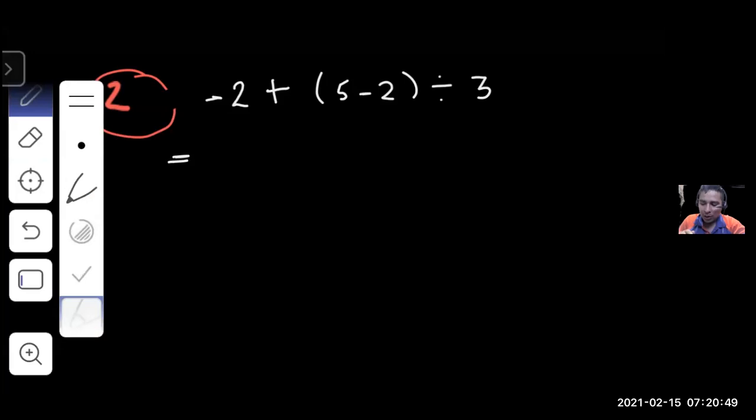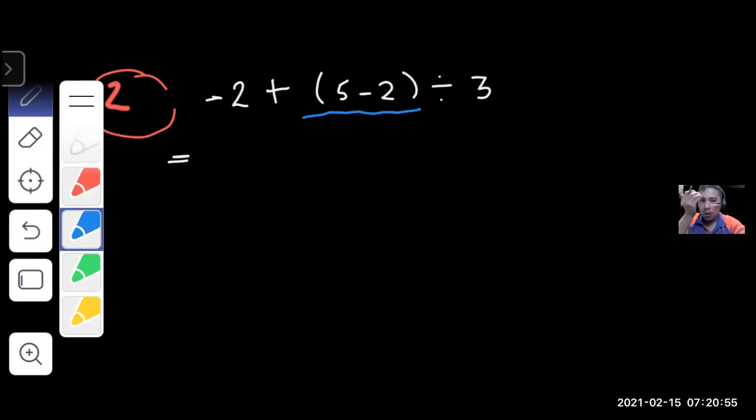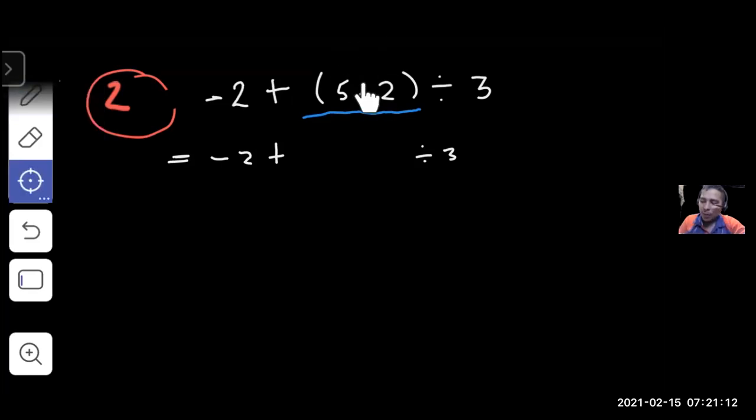I'm going to use a different color just to notice, guys, to underline this, to know that that is what I'm going to work with. What I'm going to do with the leftover part is just copy that. Get that down: negative 2 plus divided by 3. Notice that I'm just copying the next part. What is this, guys, inside of my parentheses? Let's work with it. 5 minus 2. What is that equal to, guys?